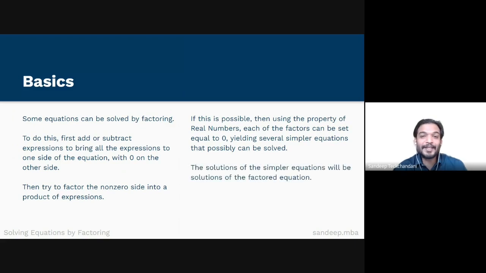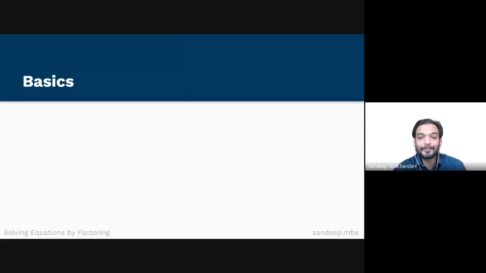Let me illustrate this with the help of an example. Consider the equation x cubed minus 2x square plus x plus 5 times (x minus 1) the whole square equals 0. Please observe that in x cubed minus 2x square plus x, x is common. Therefore, I'll write x outside the bracket, and inside the bracket, I'll write x square minus 2x plus 1. Let's see how.